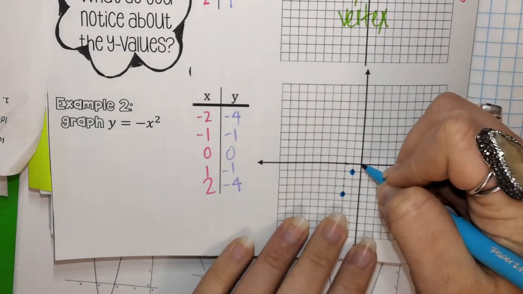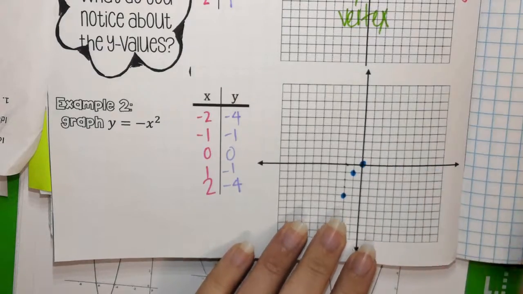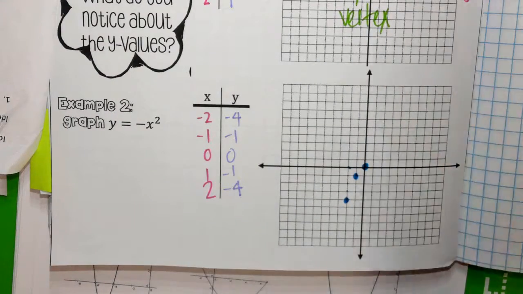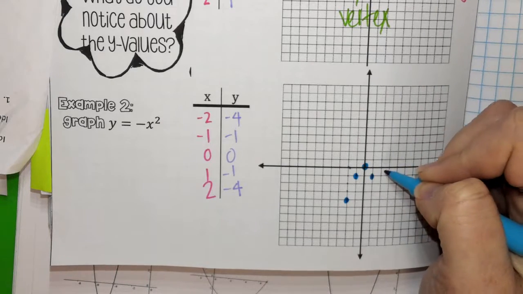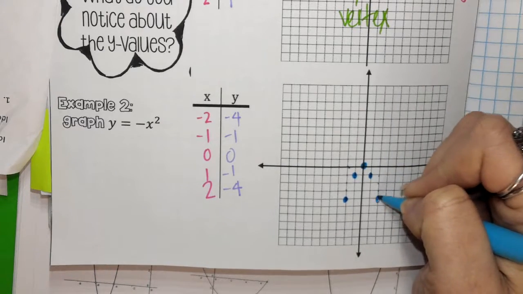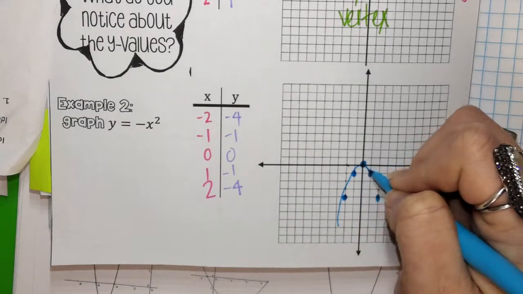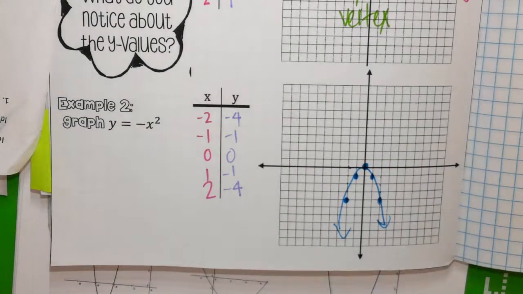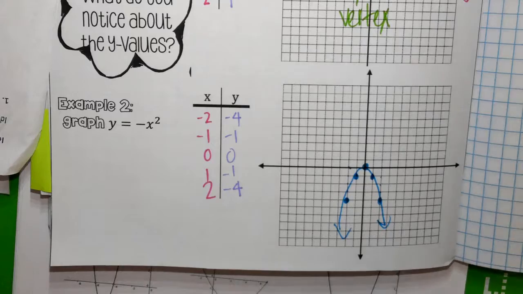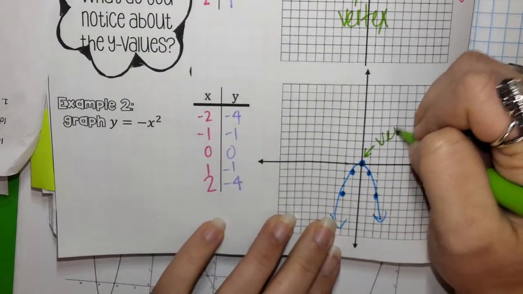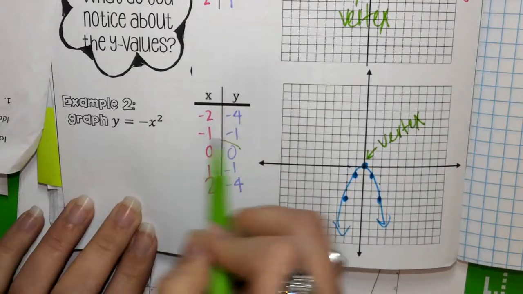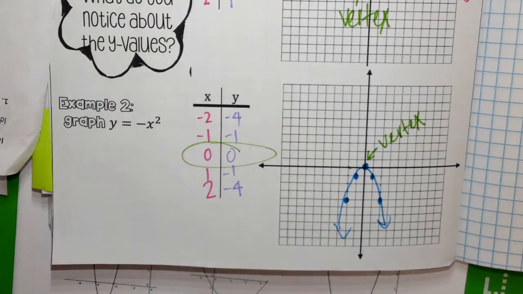0, 0. The origin, just stay there. 1, -1. Go right 1, down 1. 2, -4. Go right 2, down 4. Cool. Now, which coordinate is our vertex? The origin. 0, 0. And again, who can remember how we tell by looking at the T-table? It's the only one that doesn't repeat. The one that doesn't repeat, the one that's in the middle. It may not always be in the middle, so it's the one that doesn't repeat.